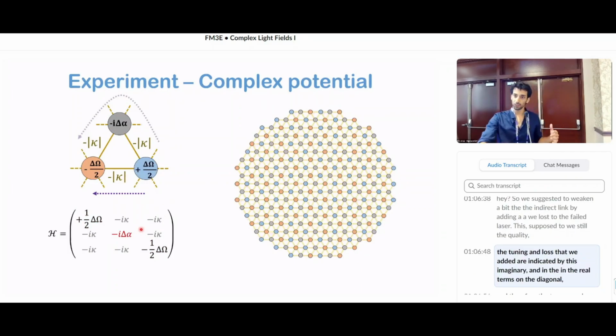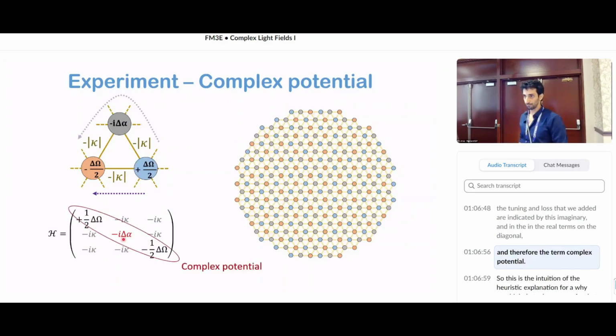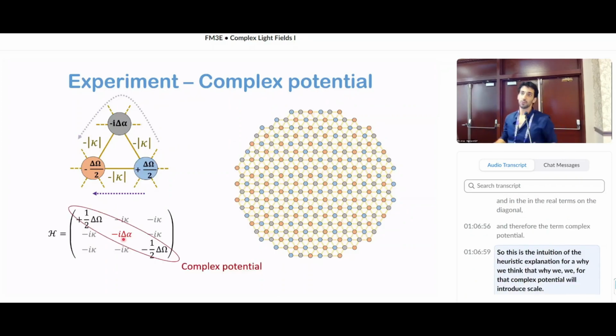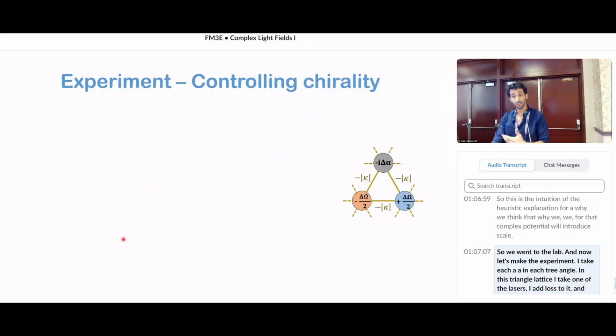The detuning and loss that we added are indicated by these imaginary and real terms on the diagonal, and therefore the term complex potential. So this is the intuition, or the heuristic explanation, for why we thought that complex potential will introduce chirality. So we went to the lab, and now let's make the experiment.